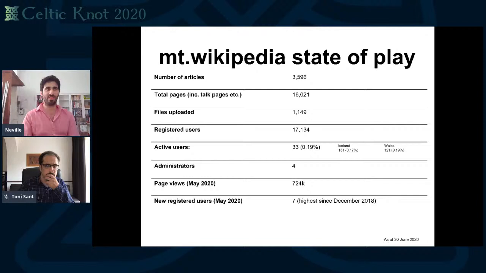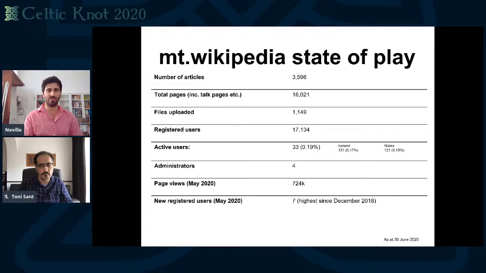Maltese-language Wikipedia has four administrators at present. Two of them are actually delivering the presentation right now, but we'll get into that later. We've had seven new registered users in the month of May, which might not sound like a lot, but it's actually the highest rate since December 2018. So that gives you an idea of the level of growth of Maltese language Wikipedia over the past couple of years.